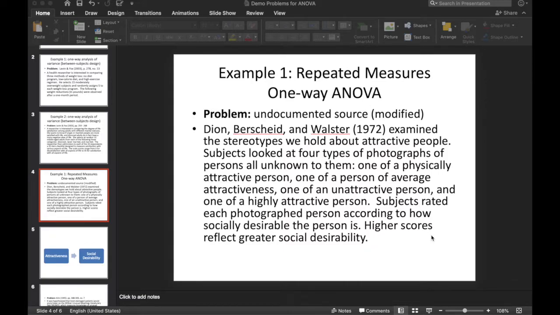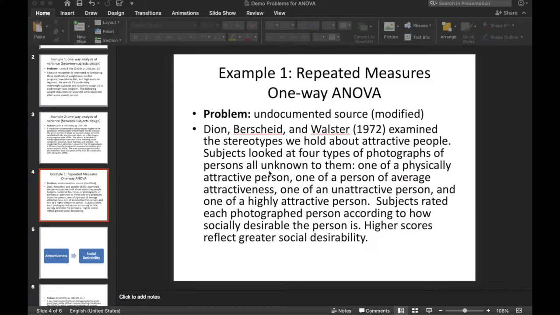So this is the background of what we're gonna demonstrate today. A certain group of researchers examined stereotypes we hold about attractive people. Subjects looked at four types of photographs of persons all unknown to them. One of a physically attractive person, one average, one unattractive, and one highly attractive. Then the subjects rated each photograph in terms of how socially desirable that person is, perhaps the extent to which they want to socially engage with that person, to become friends with that person. Higher scores reflect greater social desirability.